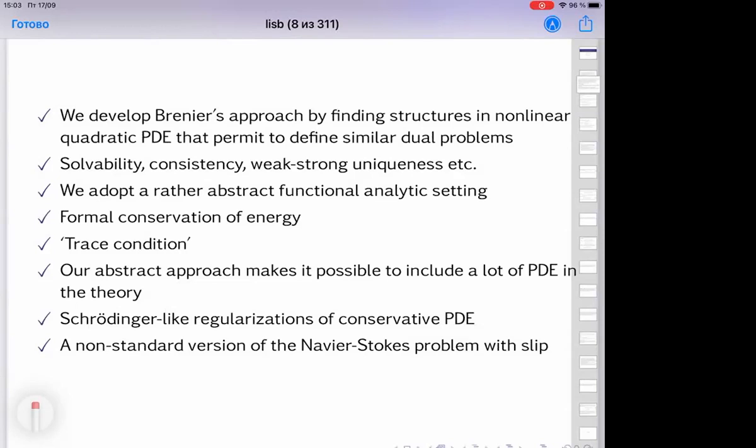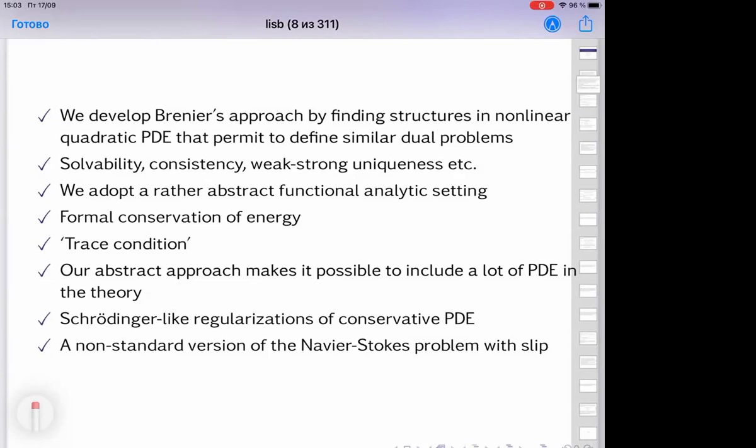And since we take a quite abstract approach, we can include a quite big list of PDEs in this theory. And actually many of these PDEs are not known to have global weak solutions. So this at least suggests some kind of relaxed solution to these PDEs.